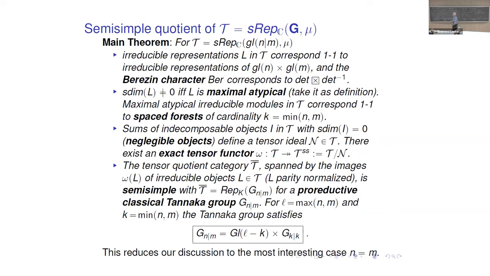Okay, and what is the main theorem? What do we know? I already explained this semi-simplification functor. And the point is, what does it do if you put your hands on it? This functor kills certain irreducible objects and everything that goes with them. So if you have an irreducible object L whose superdimension is zero, then omega of L goes to zero. It kills all irreducible objects whose superdimension is zero. Okay, that doesn't look so bad, because superdimension zero might be a tiny subset.